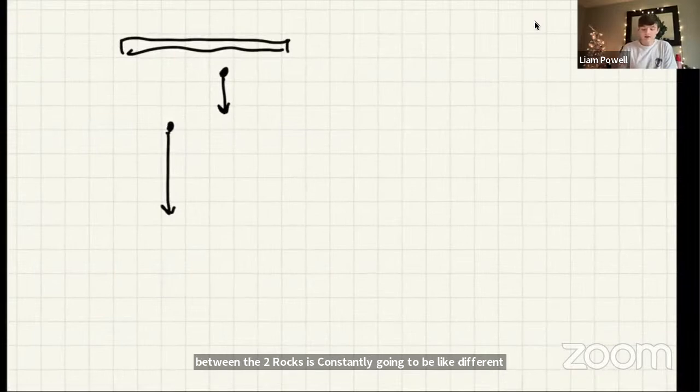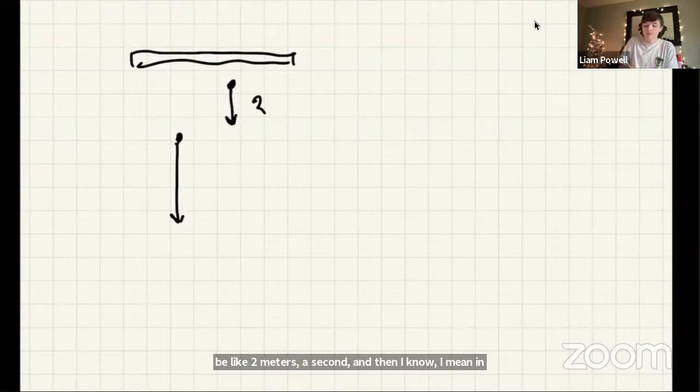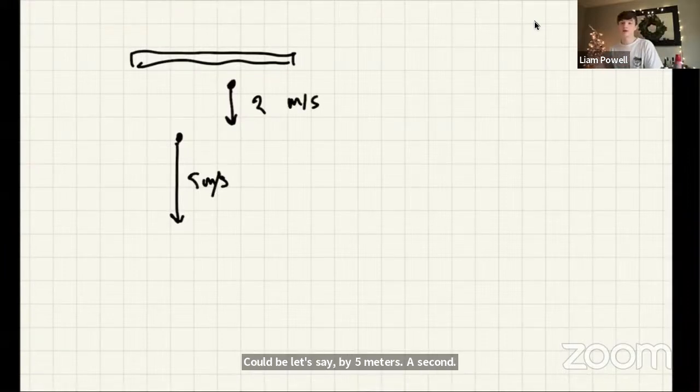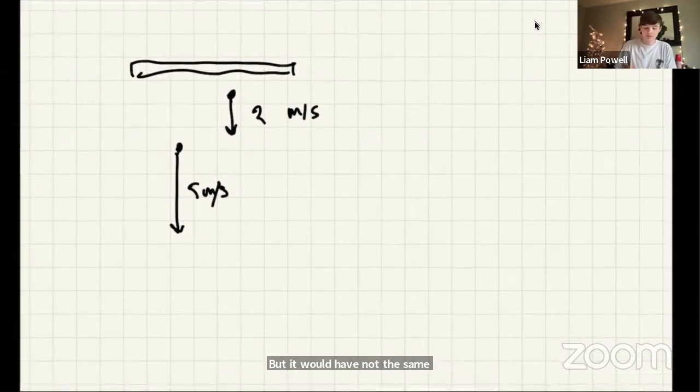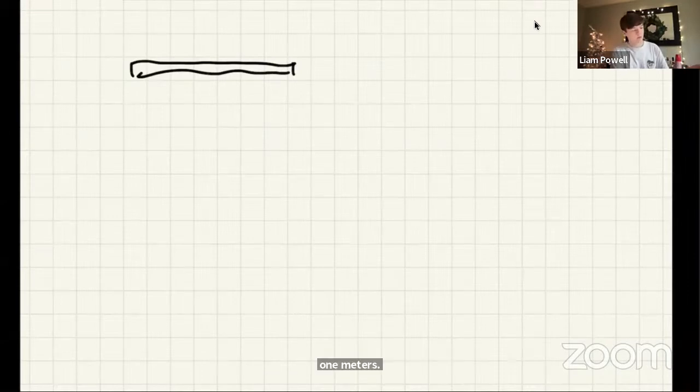What I mean by that is the velocity of this rock could be 2 meters a second, and then this rock could be, let's say, 5 meters a second. It would always have the same difference in velocity, but not the same difference in distance covered. And I know that's not right because it would be above 9.81 meters a second. Well, actually, depending on the time between the throws.